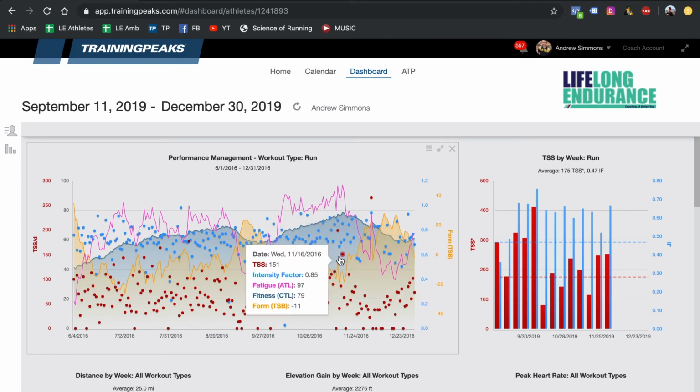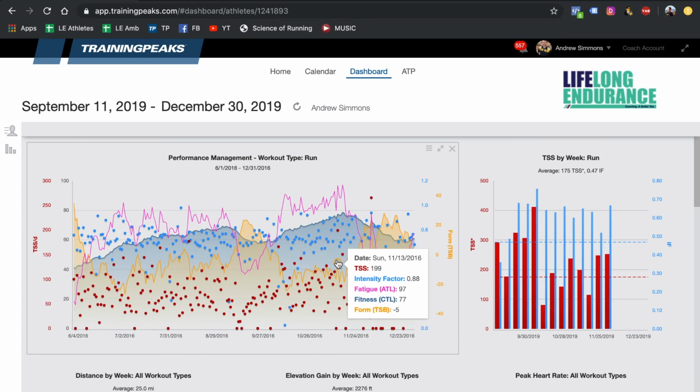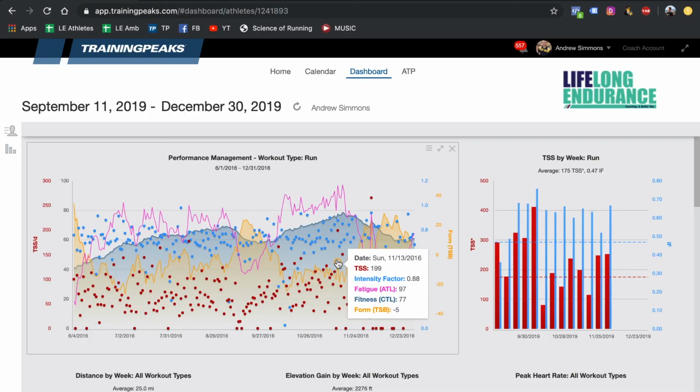I also like to think of form, since it's a negative number, I like to think about digging a hole. So the more negative I am, the more fatigued I am, and the less recovered I am. So it's kind of an inverse relationship. You can look at it both ways. That's the way that my brain, as a coach, likes to look at it. So yeah, that's kind of the basics of ATL, CTL, and TSB, both from a visual perspective and, I guess, a data perspective, looking at an old race file here.